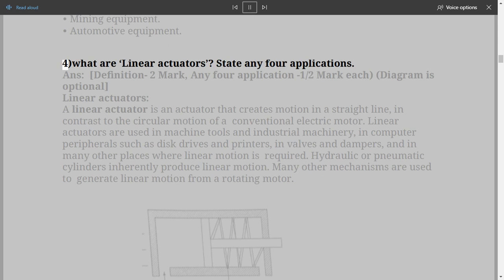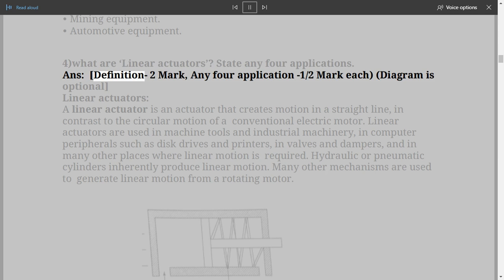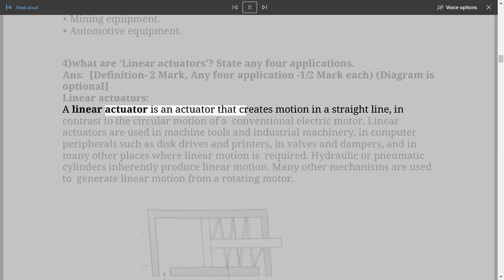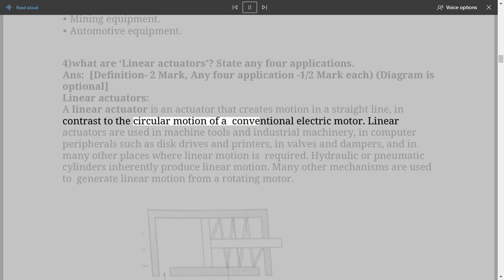4. What are linear actuators? State any 4 applications. Answer: definition 2 marks, any 4 applications half a mark each, diagram is optional. Linear actuators: a linear actuator is an actuator that creates motion in a straight line, in contrast to the circular motion of a conventional electric motor.